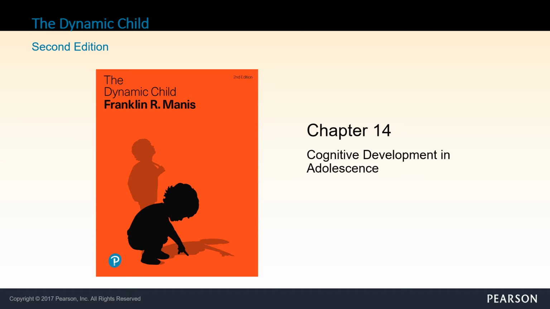So now we're going to focus on the second chapter, focused on adolescence, chapter 14, cognitive development. And this portion of chapter 14 focuses on what you need for assignment number 4.